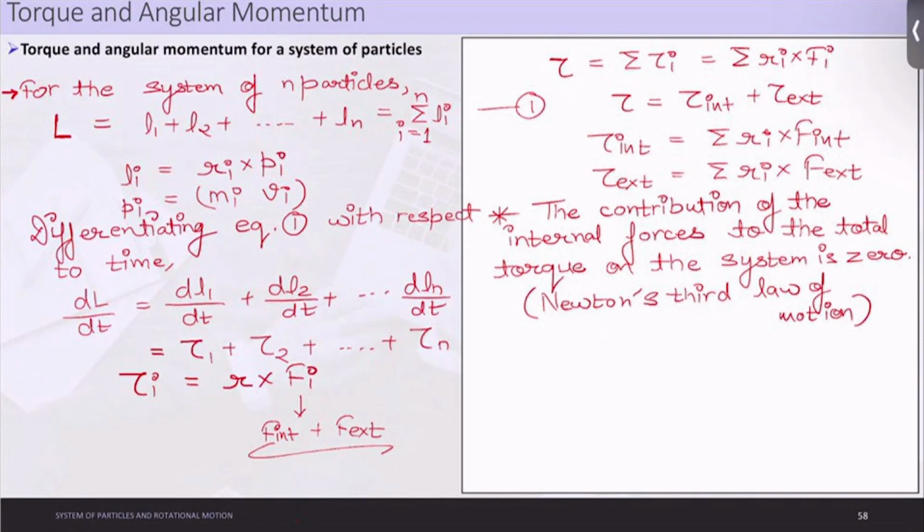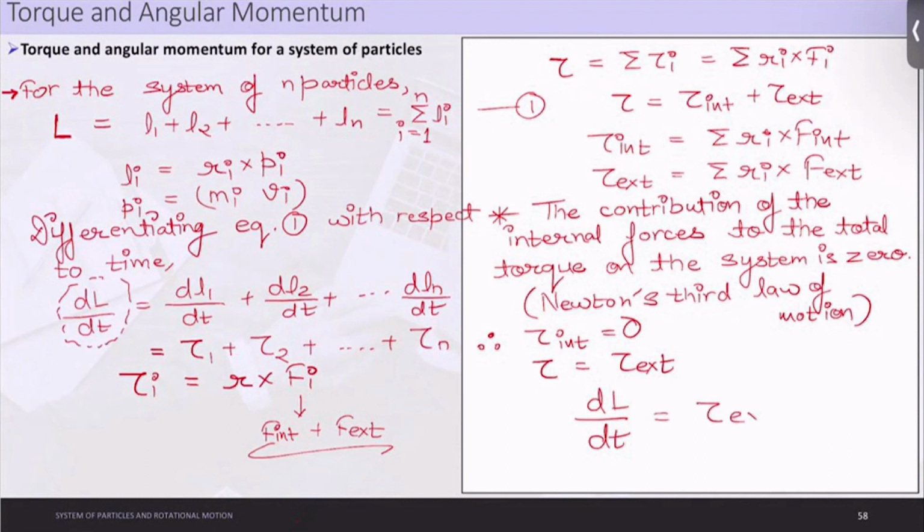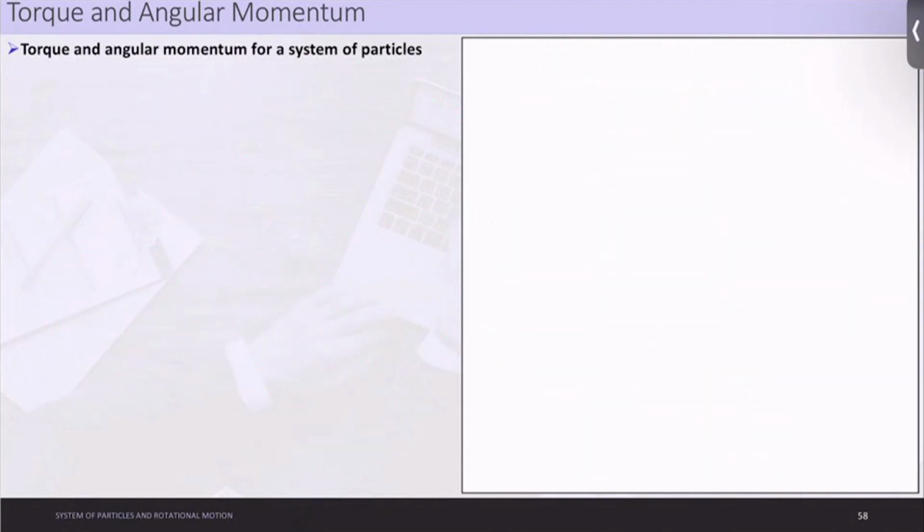So therefore tau internal is equal to 0, and tau is basically equal to tau external only. Therefore finally what we can write is that dL by dt is nothing but equal to tau external. Please remember, we have seen the same thing for linear momentum also, that is dp by dt is nothing but equal to F external.